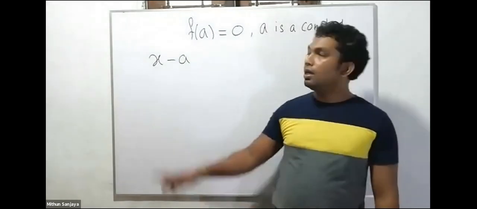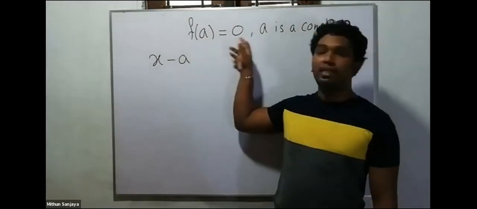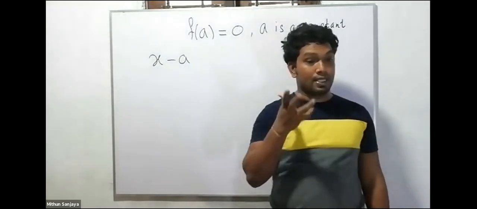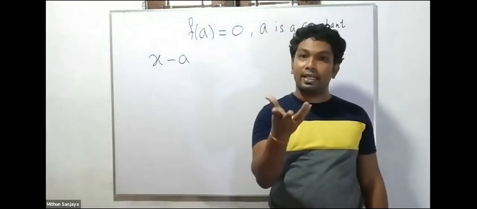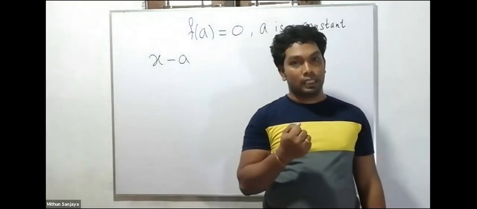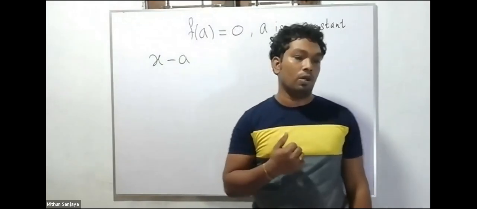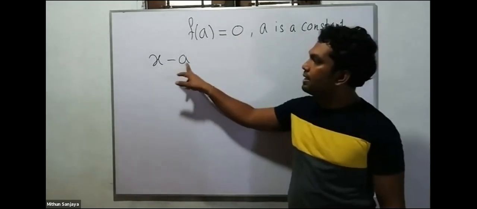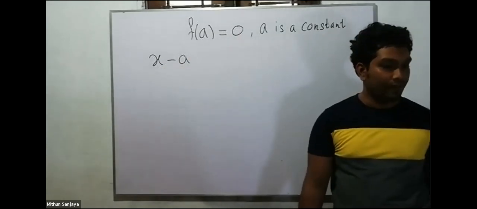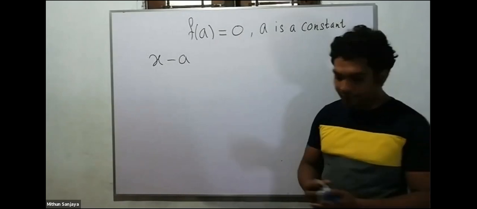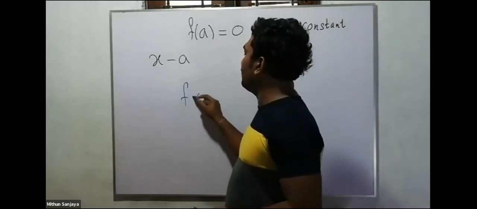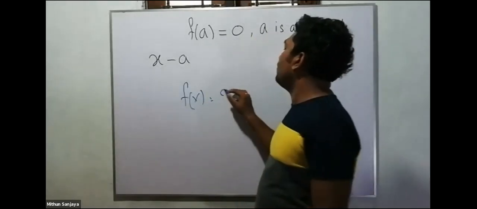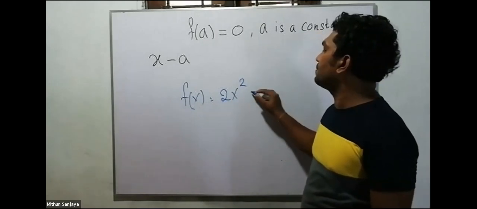Then that remainder equals 0. This remainder becoming 0 means it is a factor. So if f(a) equals 0, then x minus a is a factor of f(x). Then we have any polynomial f(x).